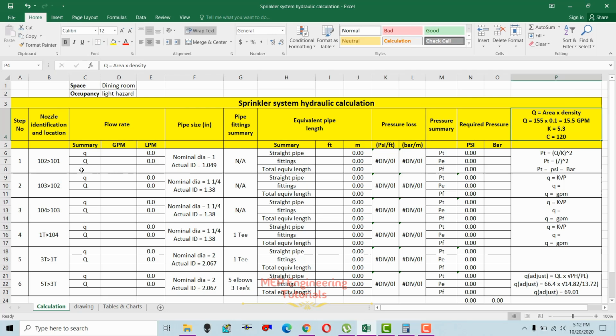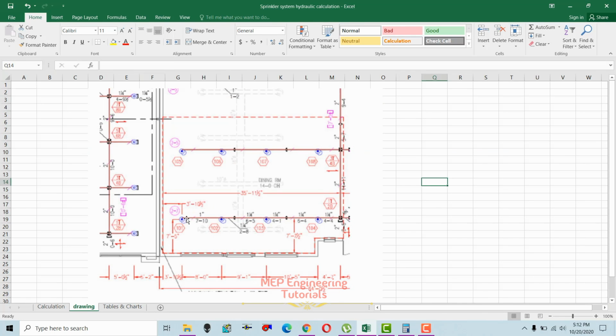This is basically our small q which we have to use here. So what is small q and what is capital Q? Small q is basically the flow rate across each sprinkler, and capital Q is basically the total flow rate. At this point small q and capital Q are both equal because we are starting from this point.